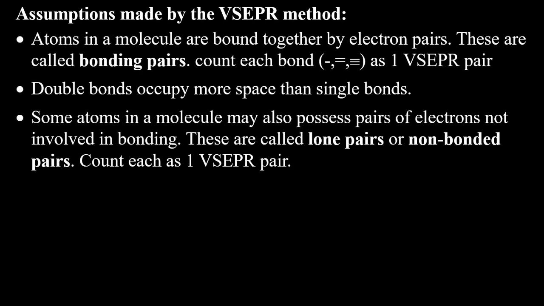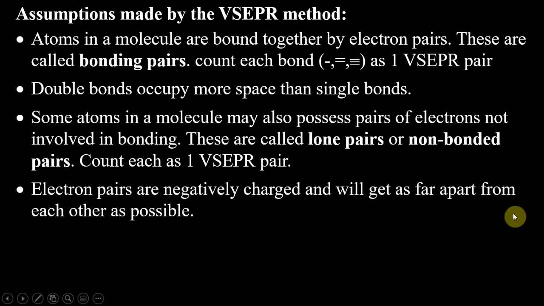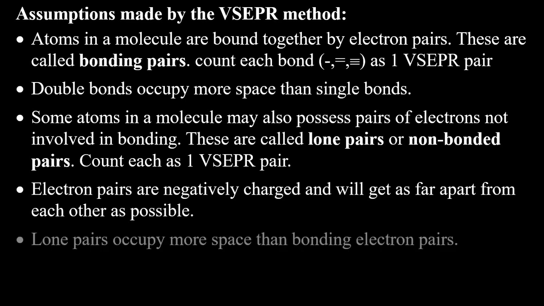Some atoms in a molecule may also possess pairs of electrons that are not bonded. These are called lone pairs or non-bonding pairs, and they count as one VSEPR pair. Since they're negatively charged, the electron pairs are trying to get as far away from each other as possible to minimize that repulsion. The other thing we need to understand is that lone pairs occupy more space than bonding pairs of electrons.